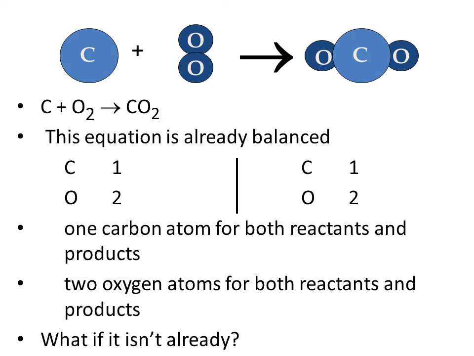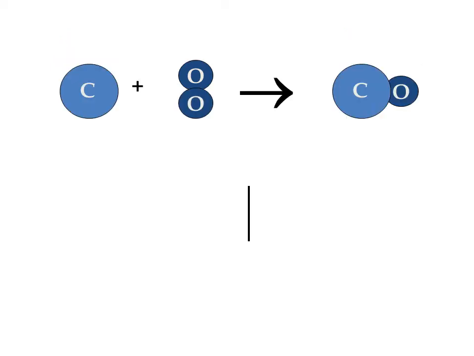What if it's not balanced, though? And that's what we're going to spend the rest of the lecture talking about, if it's not actually balanced to begin with. Well, let's look at another reaction. Same stuff to start with. Carbon atom and an oxygen molecule, 2 oxygens. However, we're making something new now. This is called carbon monoxide. So we don't have the same product that we had to begin with.